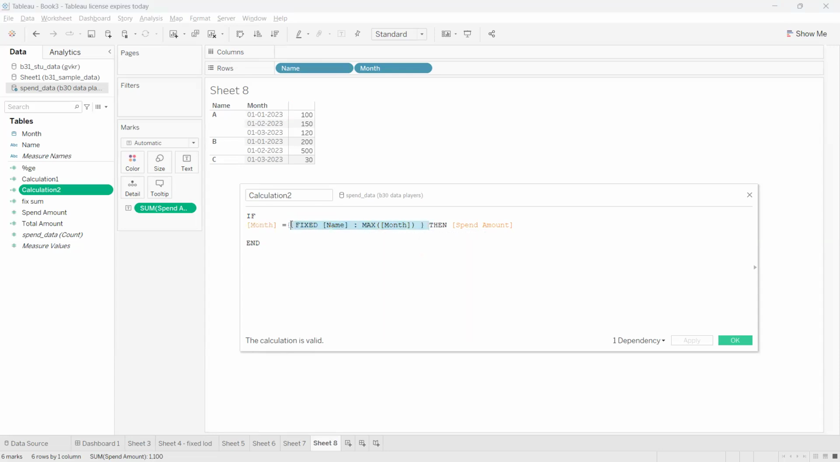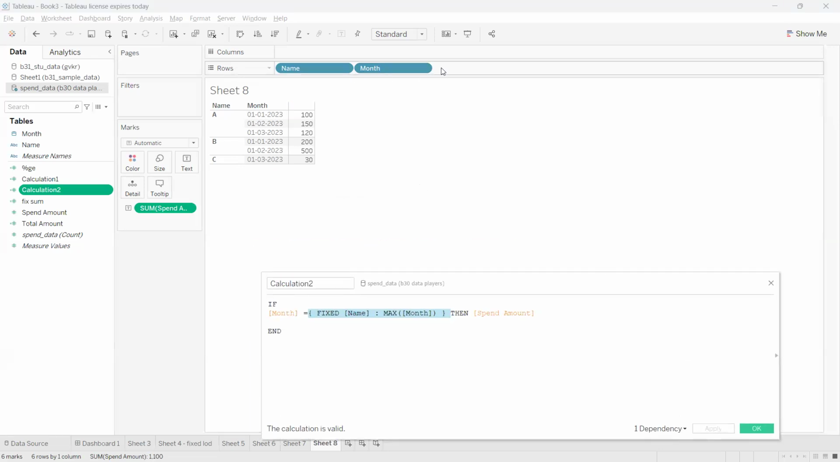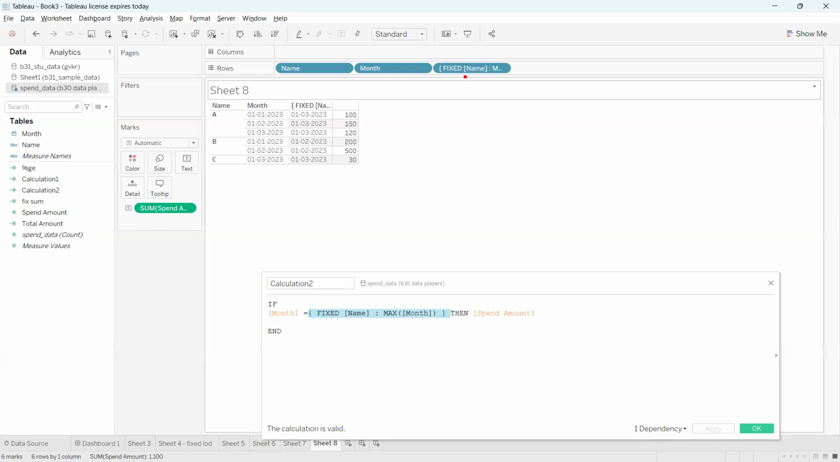So let's take the right side part, which is a fixed LOD. Just copy this thing, directly go to the row shelf, and just paste it here. Now you see what is happening. Corresponding to this particular thing, we are getting this column here.